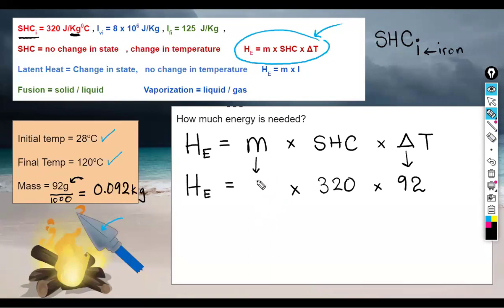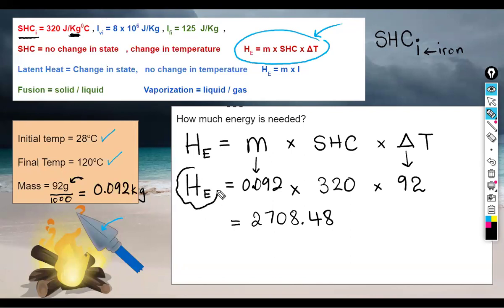And this is what you put for the mass, 0.092, because that matches up with the units of the specific heat capacity. So all you have to do is multiply everything here, and you're finished, mostly finished. So let's multiply that out now. 0.092 multiplied by 320 multiplied by 92. And I'm getting 2708.48.